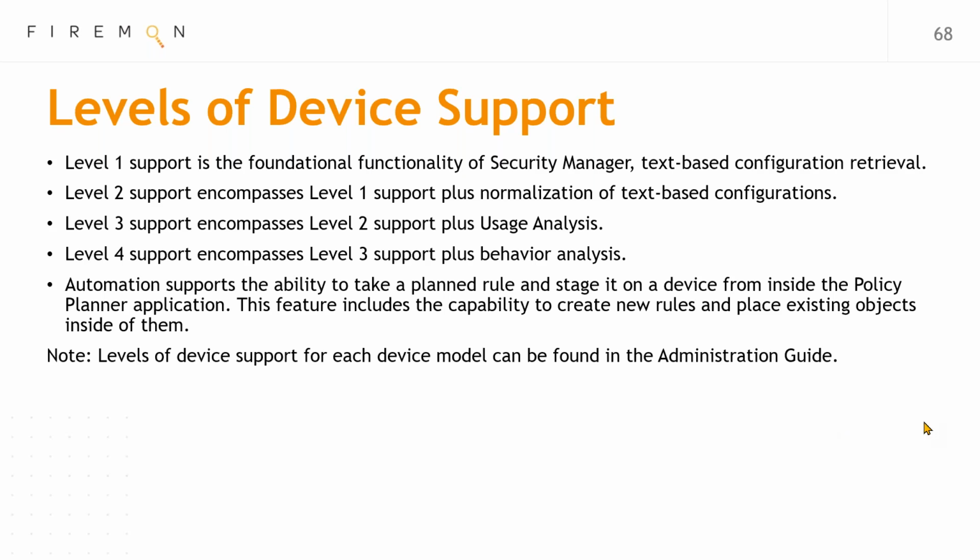And finally, there's level 5, or the automation level, wherein we support the ability to actually plan and stage a rule on a device from inside the Policy Planner application. That feature also includes the capability to create rules, place objects inside them, and actually push the changes to your firewalls if so desired. Automation is a separate layer of licensing.